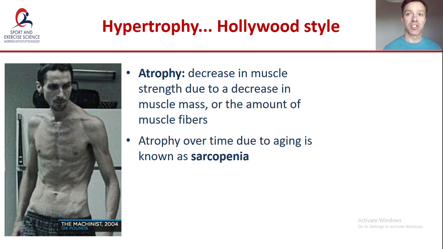A specific type of atrophy that you should also be aware of is atrophy over time that is due to aging. That's a condition known as sarcopenia. So sarcopenia is specifically atrophy that has occurred over time due to aging. As we age, on average, most people will lose a certain amount of muscle mass year on year, decade on decade, as they grow older. This can be exacerbated if, as the person ages, they become more and more sedentary. But generally speaking, the average person in the population will gradually lose muscle mass as they age. And this process, muscle atrophy, which is a decrease in muscle strength due to a decrease in muscle mass that occurs over time due to aging, is known as sarcopenia.